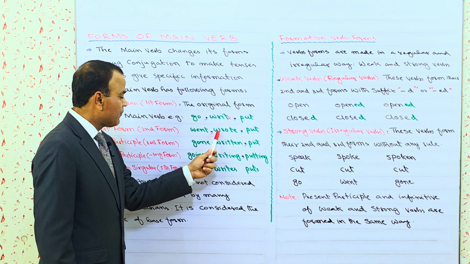The third form, we also call it the past participle. For example, we say go, its third form is gone. Write, its third form is written. Put, its third form is also put. As I already mentioned, we will discuss it later. Then we have the present participle, or we can also call it the ing form. If we change go into the present participle, it will be going; write into writing, and put into putting.